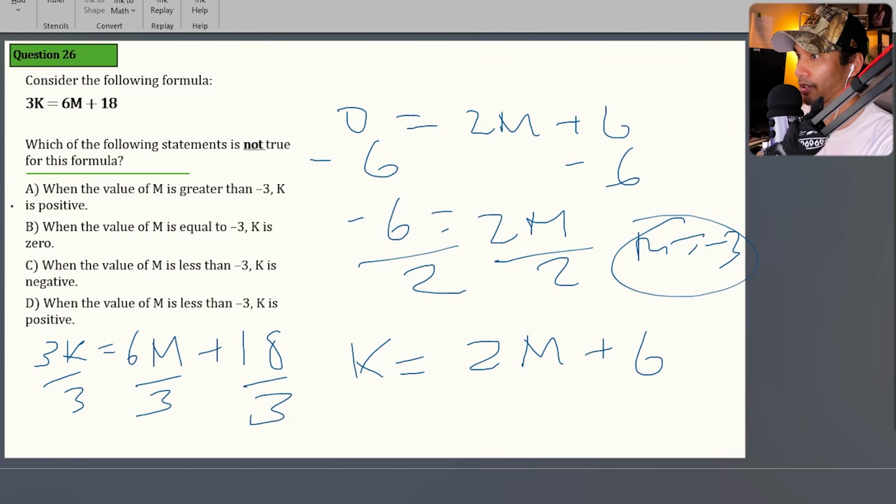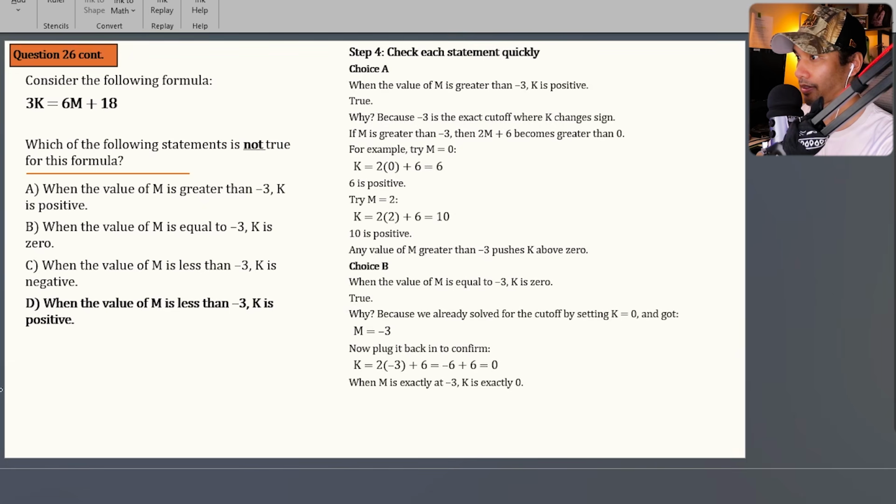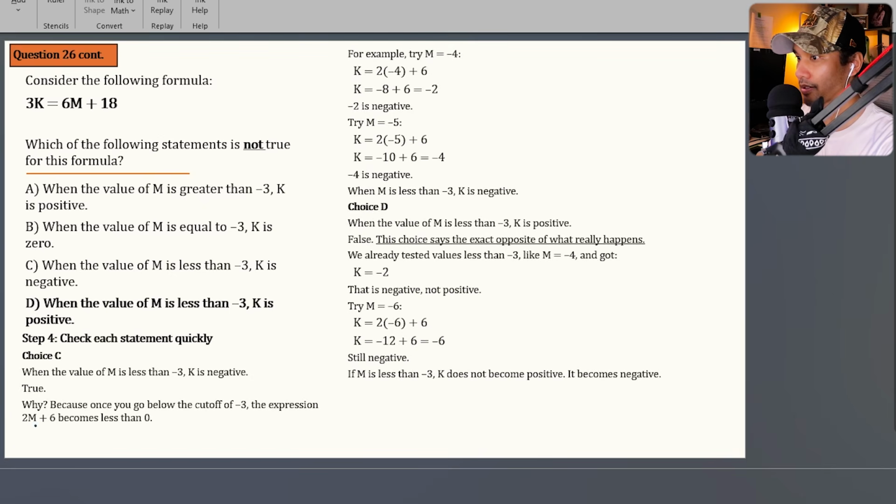Screenshot this, or really just screenshot this and then screenshot this. Then you're going to screenshot this. And then you're going to screenshot this. And then you're going to figure out that it's going to be answer choice D. I'm sorry, guys. These hurt my head.